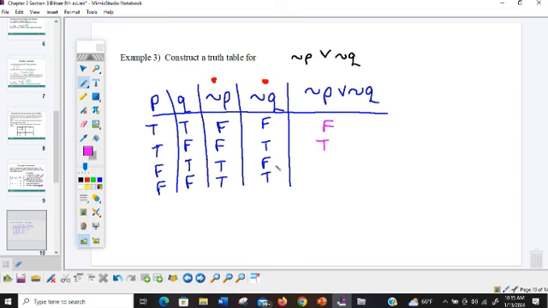Here, one or the other true? Yes, that's true. And here, is one or the other true? Yes, that would be true. So my final column, my final answer would be false, true, true, true. Also not a tautology because I do have one answer that's false.